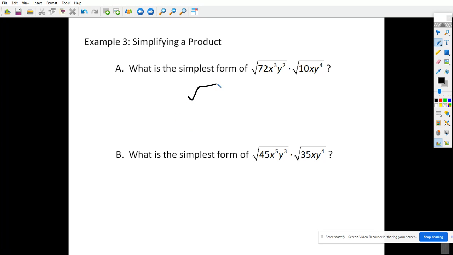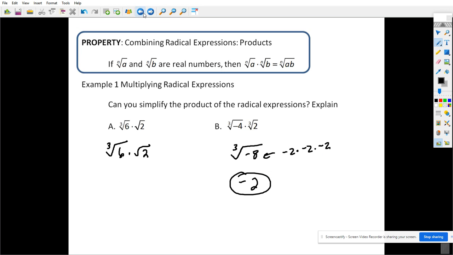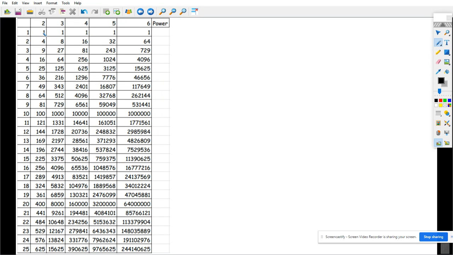So index is 2. I've got 720. I combine the x's by adding them. So I've got x to the 4th, y to the 6th. Okay, so 720. Let's go back to that list. Is 720 a perfect square? So I'm looking at perfect squares. No. Is 720 divisible by any of these numbers? Well, I got to get my calculator out and start looking to see if it's divisible by any of these.